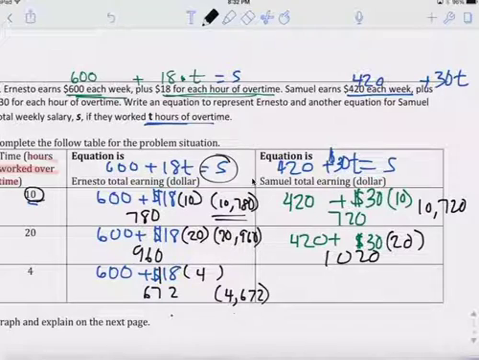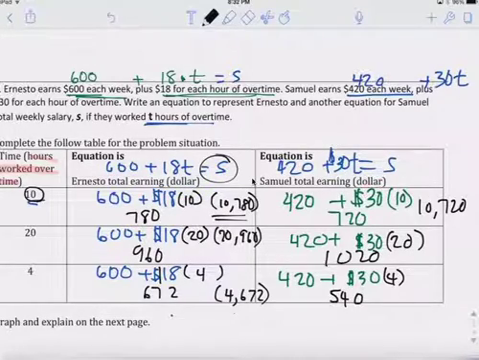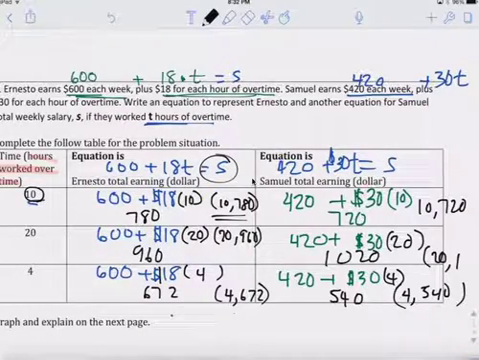Oh, with 20 hours of overtime, he makes more than Ernesto, but you know what? Overtime's overtime. That means you work a lot more. But he makes good money on overtime. Plus $30 an hour of overtime, times only 4 hours, that's 120, so 540. This is 20 and 1,020.